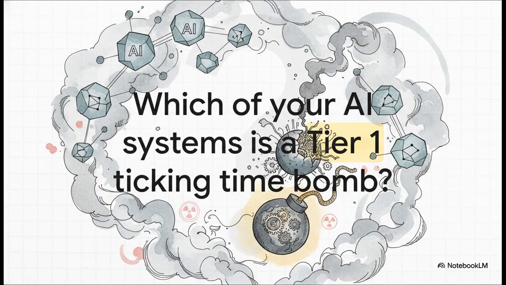So we'll leave you with a question to chew on. Now that you have these frameworks for identifying risk, tiering your systems, and setting real recovery objectives, take a good, hard look at your own AI landscape. Which one of your systems is that Tier 1 ticking time bomb that you need to go and defuse right now?